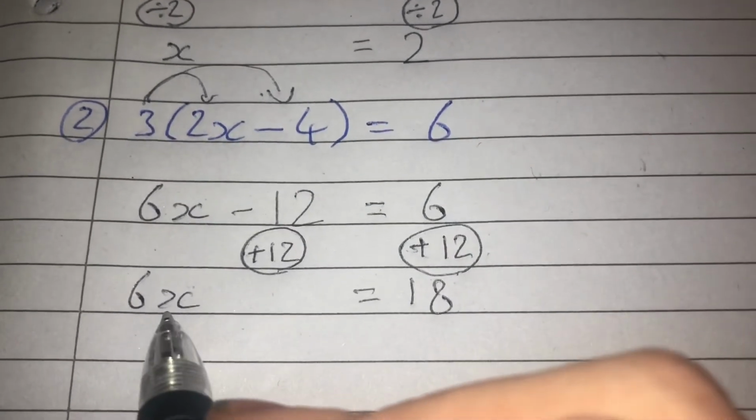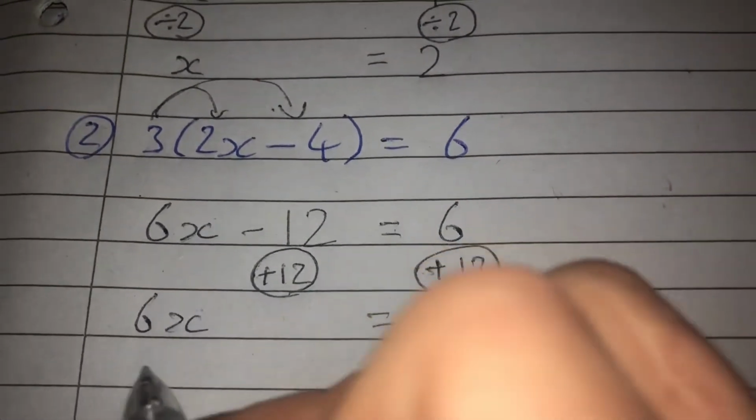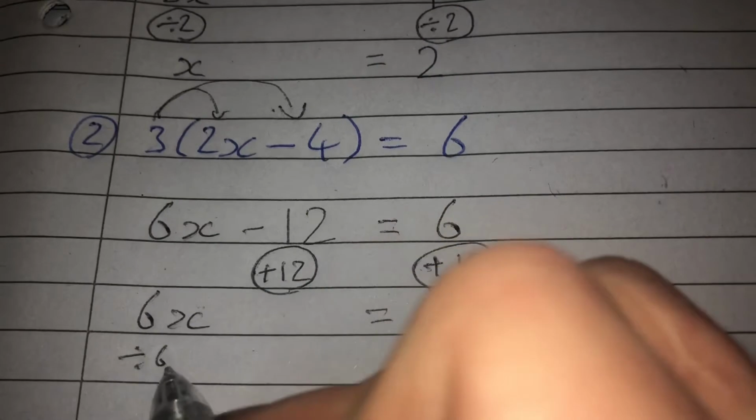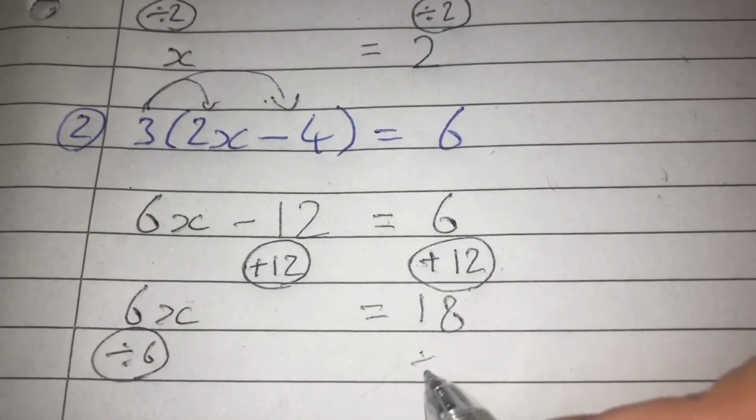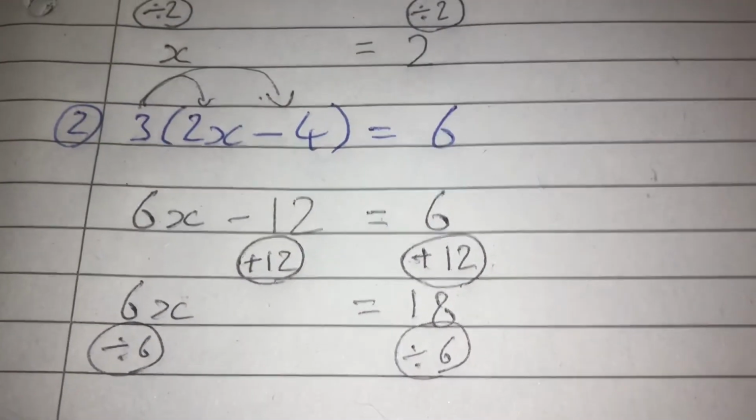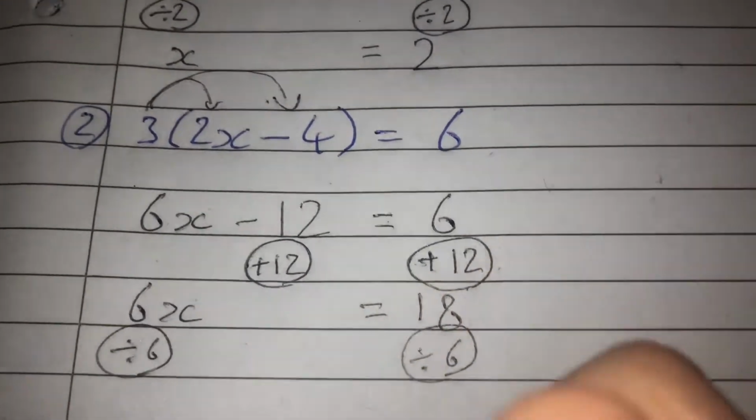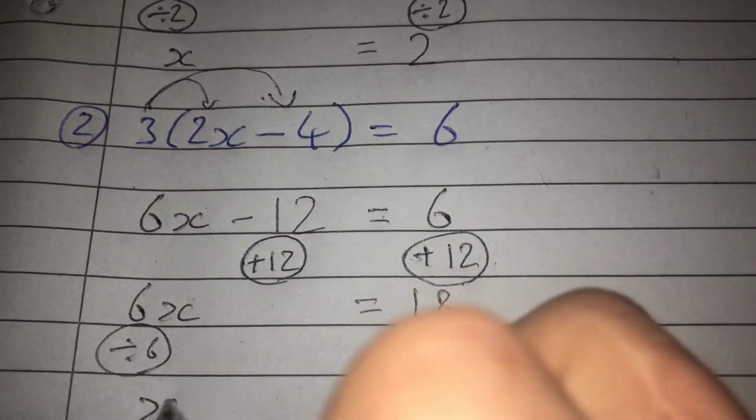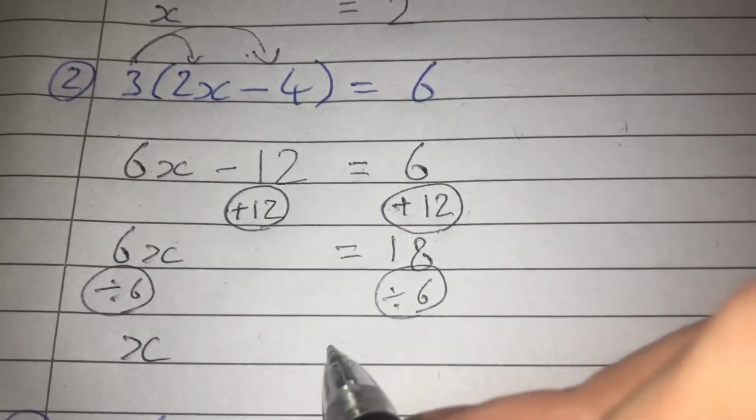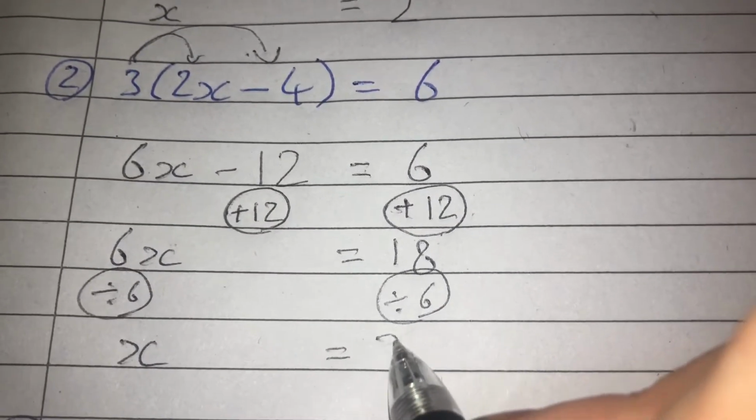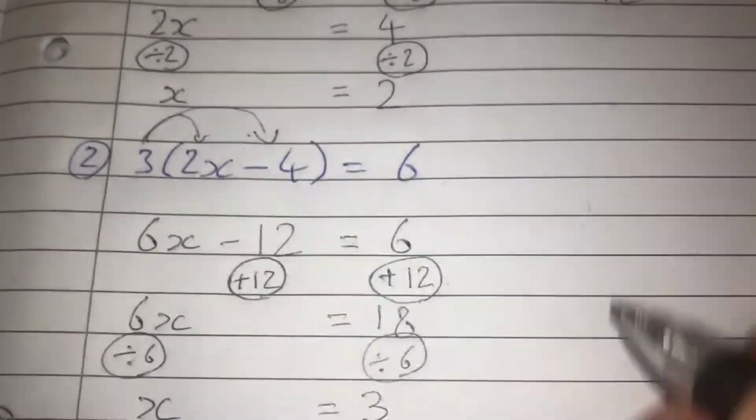And then lastly, let's just get rid of this 6. So to get rid of multiply by 6, I divide by 6, divide by 6 on the right hand side as well. So 6 divided by 6 is 1x, which is just x. 18 divided by 6 is just 3. And again, let's just double check.